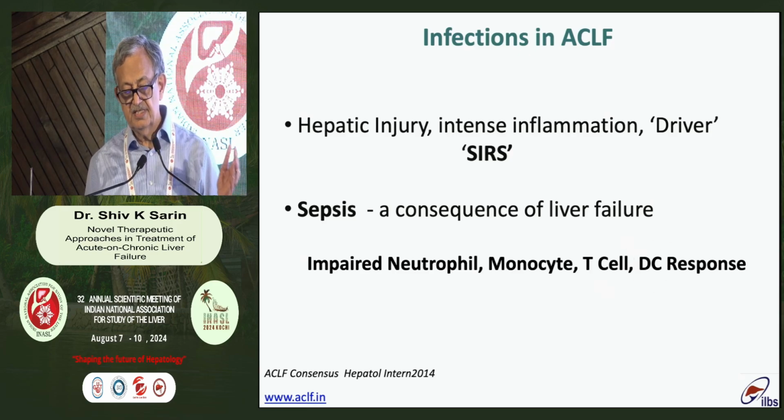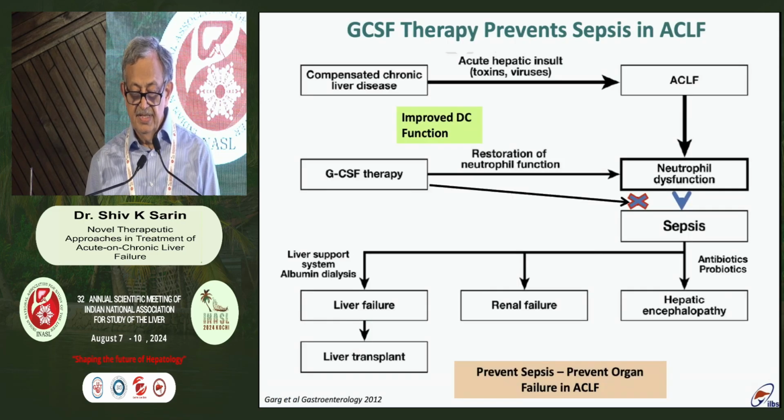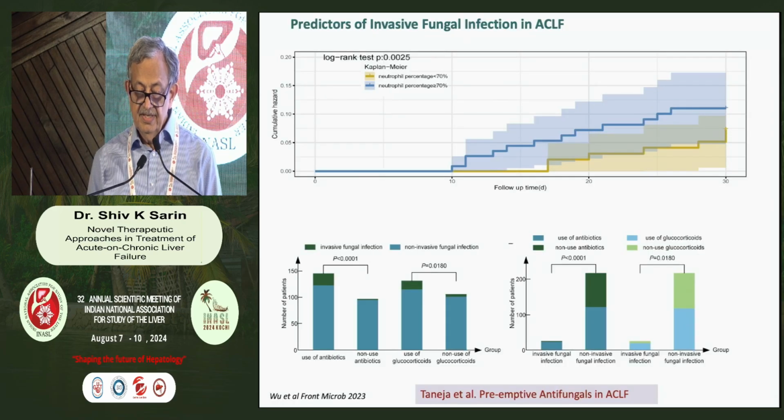So sepsis is a consequence of liver failure. This is what we believe. This was a study. I just want to show you that patients with cirrhosis, when they got an acute insult and ACLF, neutrophil dysfunction was there, which led to sepsis and other complications. If you give G-CSF to them, neutrophils improve, new neutrophils form, and you can prevent sepsis and all other organ dysfunction. Now this is a very interesting recent study.